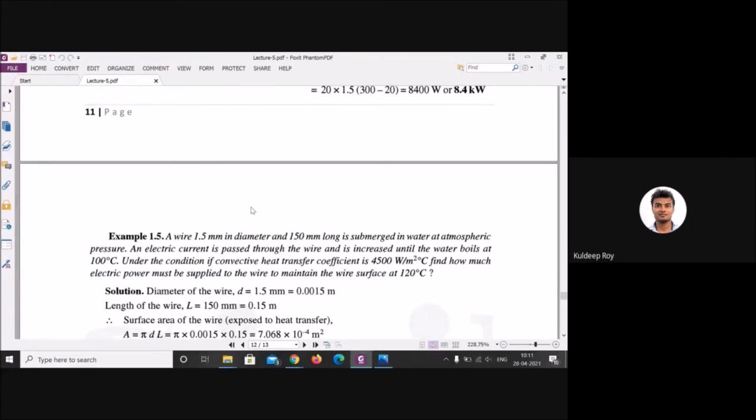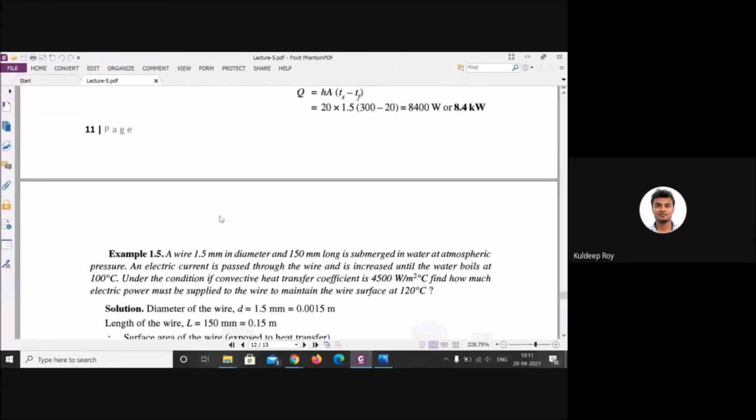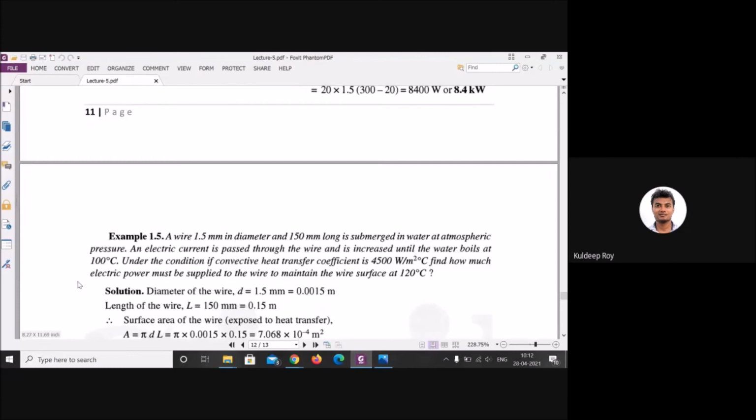Let me read. A wire 1.5 mm in diameter, 150 mm long, is submerged in water at atmospheric pressure, and electric current is passed through the wire and is increased until the water boils at 100 degree temperature. Under this condition, if the convective heat transfer coefficient is 4500 watt per meter square degree centigrade, find how much electric power must be supplied to the wire to maintain the wire surface at 120 degree centigrade.